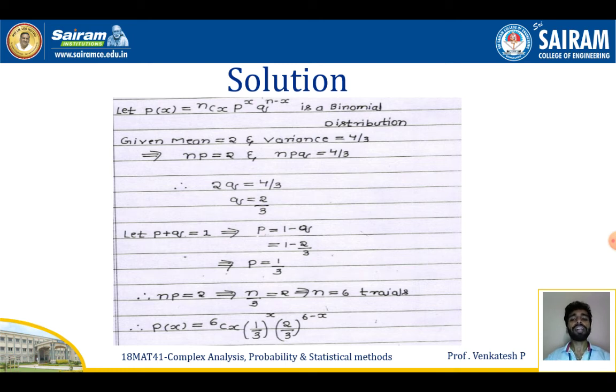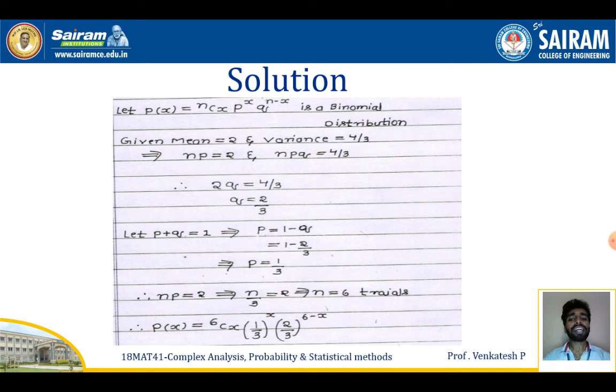And already we know that in the binomial distribution, mean is nothing but np and variance is nothing but npq. So from the given data, I can conclude that np is equal to 2 and npq is equal to 4 by 3. So by combining both the equations, if I replace np equal to 2 in npq equal to 4 by 3, I will get 2q is equal to 4 by 3, q will be equal to 2 by 3.